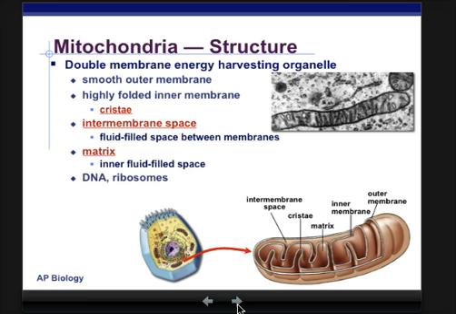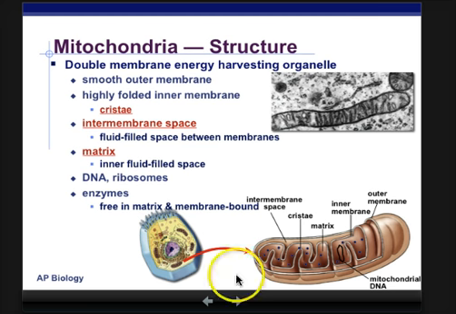And there's also DNA and ribosomes in the mitochondria, which is part of what led to the idea of the endosymbiotic theory. So the mitochondria has its own DNA for making the proteins that it needs inside those membranes and whatever else the mitochondria needs to survive. So here's the mitochondrial DNA. It's kind of like a circular DNA, like in early prokaryotes. And the enzymes are floating free in the matrix, and some are membrane bound.